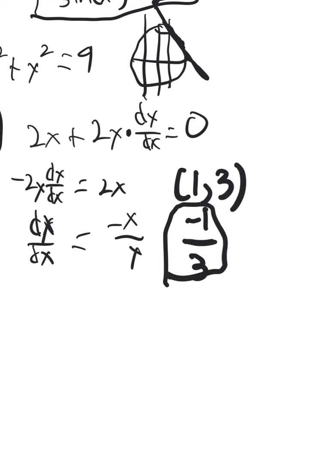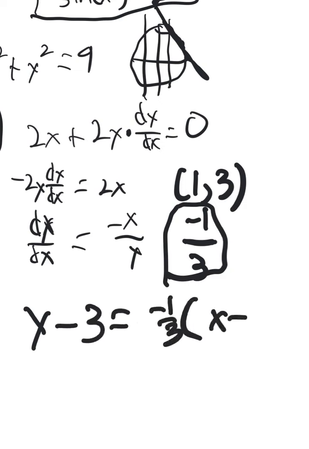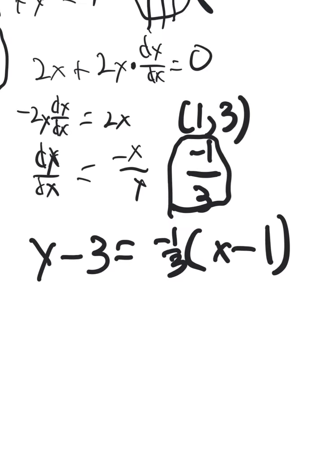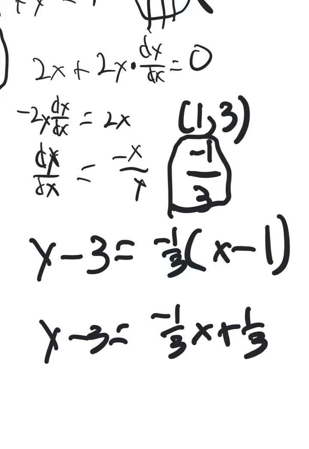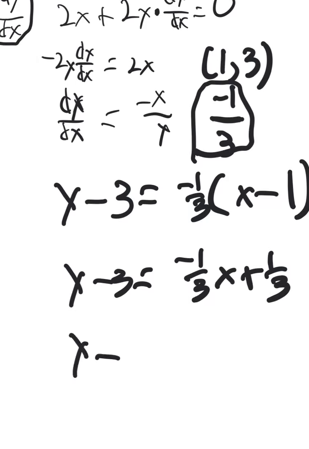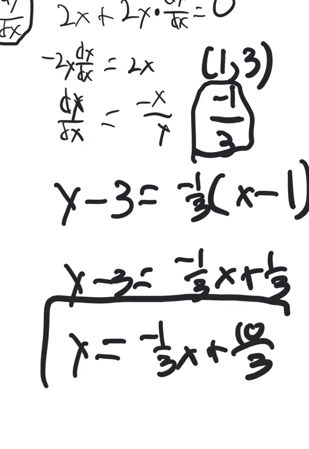Now, to write out the equation, we just go back to point-slope form from algebra. So it's y minus y1, which is 3, equals negative 1 over 3, x minus x1. x1 is 1 here. And then when we rearrange a few things, we get y minus 3 equals negative 1 over 3 x plus 1 over 3. Then add the 3 to the other side, and we get y equals negative 1 over 3 x plus 10 over 3.